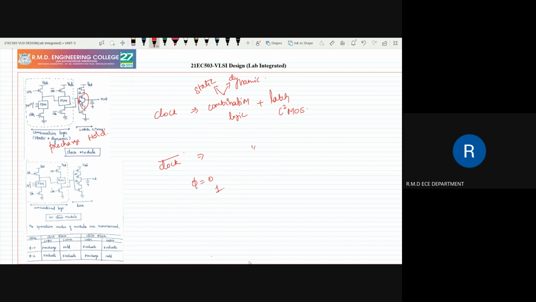But in the clock bar module, for the clock signal input 0, both will act in evaluation mode. Meaning every circuit is complete and the output works according to the input; the output evaluates the input. That's why it comes under evaluation mode. Both the logic and the latch will be in evaluate mode, and this concept will be reversed for phi equal to 1, that is, when clock is 1.